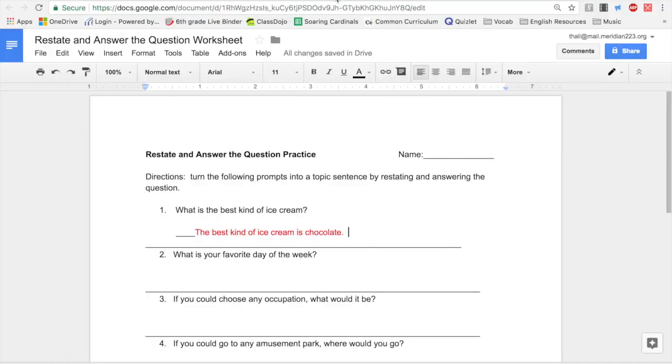With that being said, let's take a look at your homework. And I did do the first question for you because I want you to have an example, so feel free to use my example here. Our question is, what is the best kind of ice cream? And our answer is, the best kind of ice cream is chocolate. Notice how I restated this.